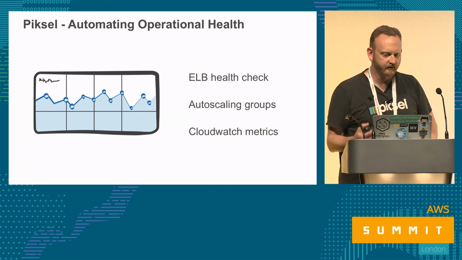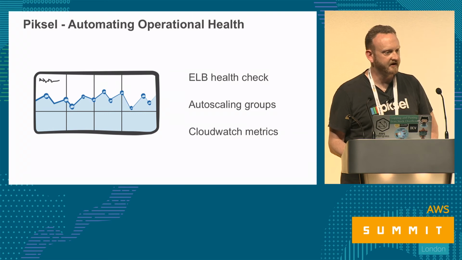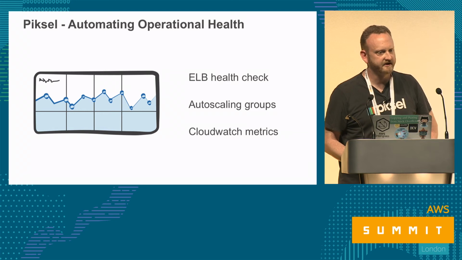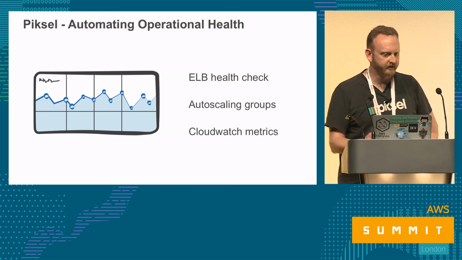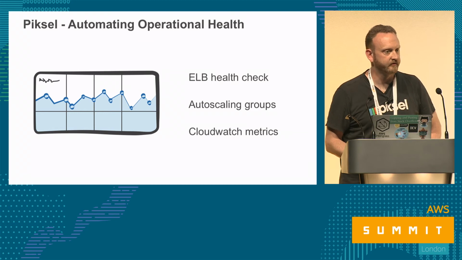And so these are some of the most common out-of-the-box building blocks that AWS provides, and this is 95% of web operations right here. You have an application health check endpoint. You put that into the ELB. The ELB will terminate any unhealthy instances.